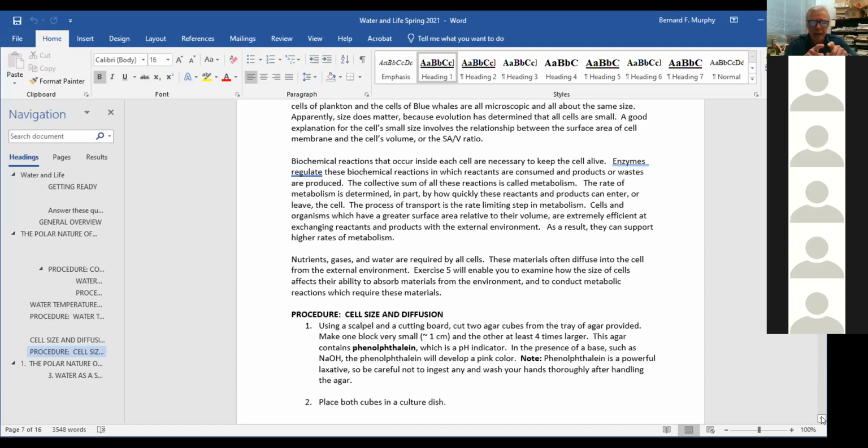You cut out a cube of gelatin that's 3 centimeters on the side, and you cut out a cube that's 0.5 centimeters on the side. You put them both into this bowl, and you pour sodium hydroxide over the top. You cover them with sodium hydroxide for a few minutes. What happens? The outside becomes pink.